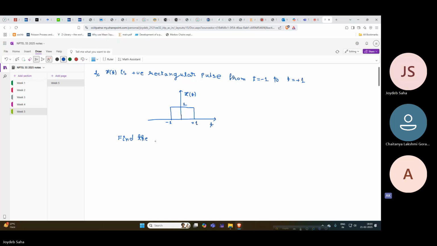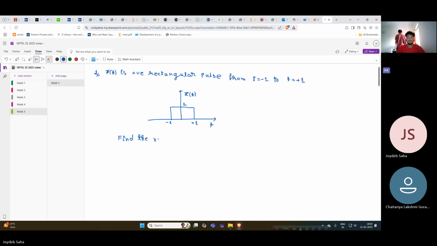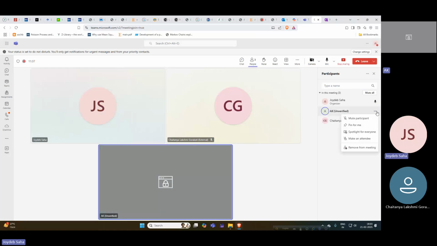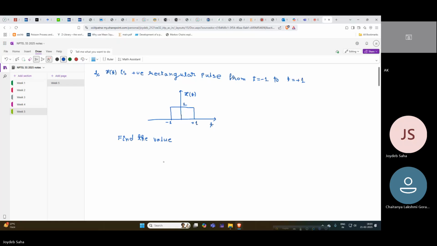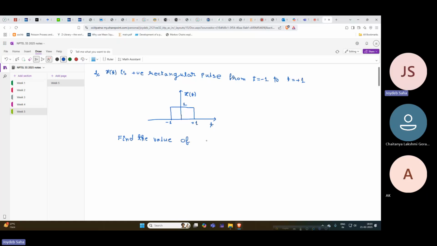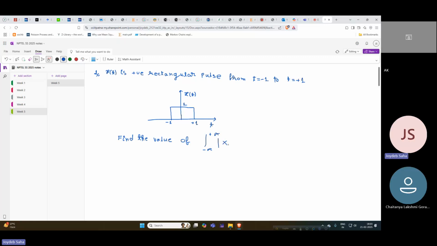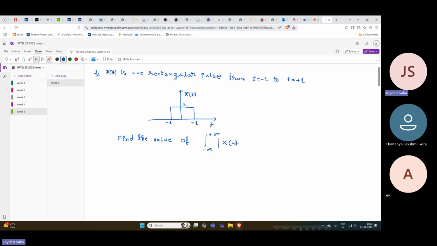Find the value of the integral from -infinity to +infinity of |X(omega)| squared d omega.